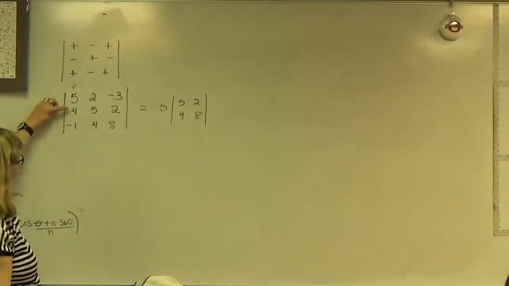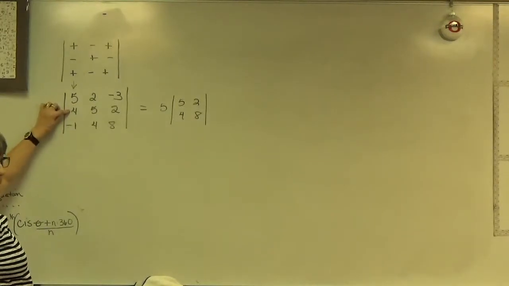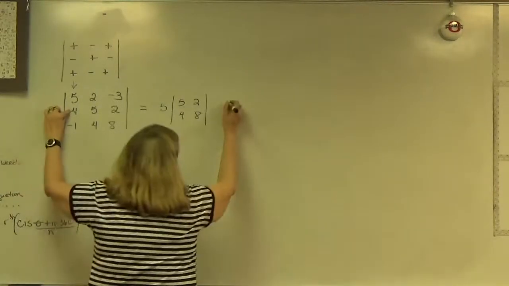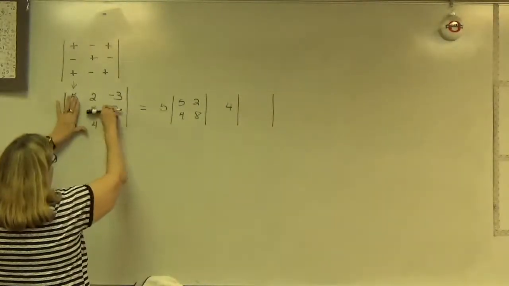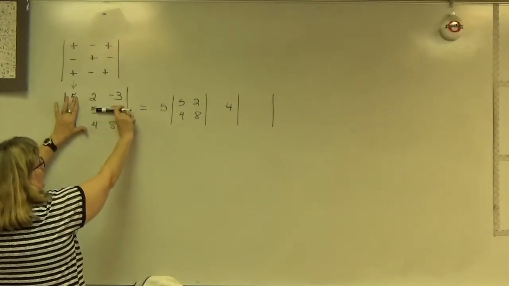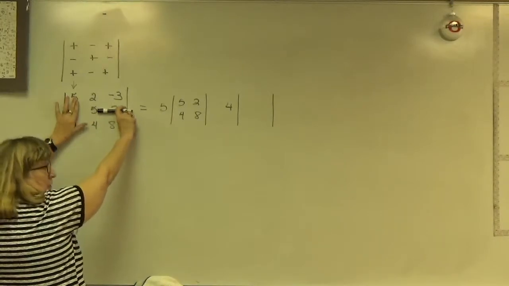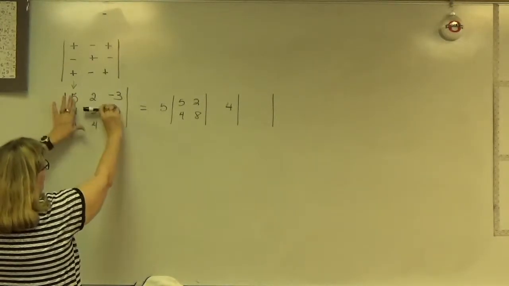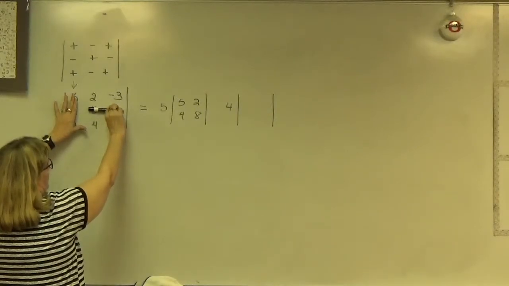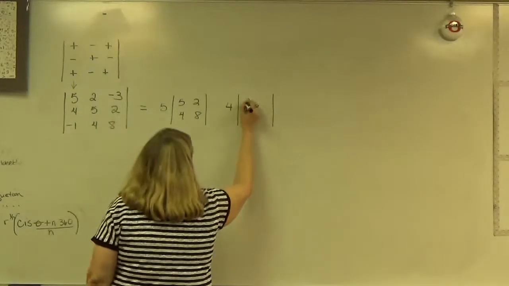Then you go to the next number in that column, which is 4. Cover up the row and the column that it's in. That leaves me 2, -3, 4, 8. Does everybody see that? Cover up the row and the column that the 4 is in. That leaves 2, -3, 4, 8.